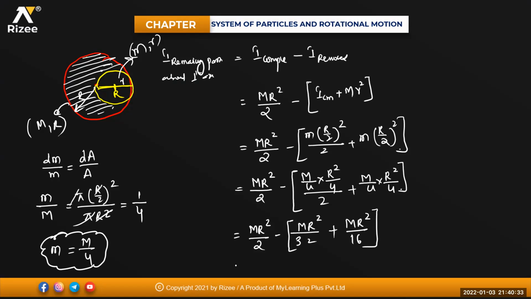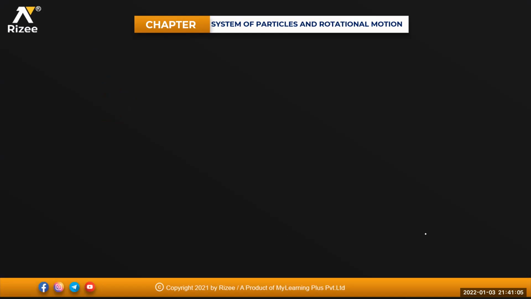Clear? Now if I open the brackets, MR square I can take common, beta. M into R square will become common. How much will be the LCM? So if I'm taking MR square common, this will become 1 by 2 minus 1 by 32 minus 1 by 16. Isn't it? So I can take 32 as an LCM. So it will be equal to how much?